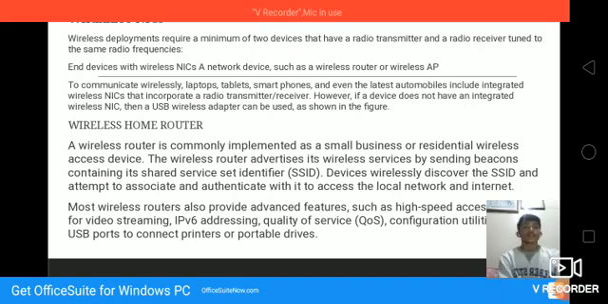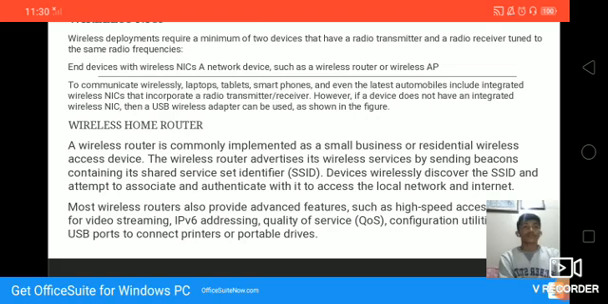Wireless NIC. Wireless deployments require a minimum of two devices that have a radio transmitter and a radio receiver tuned to the same radio frequencies. Any device with a wireless NIC is a network device such as a router, wireless router, or wireless AP.